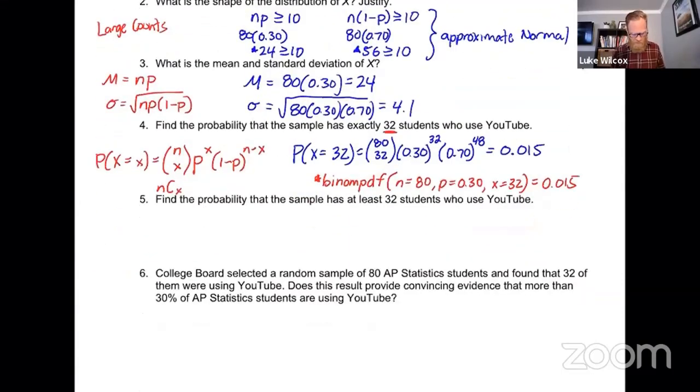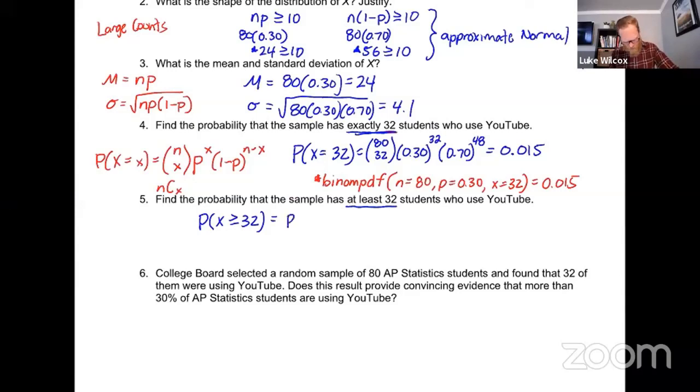Okay, we are ready for number 5, which says find the probability that the sample has at least 32 students. Okay, which is not the same as the previous question, which asked for the probability of exactly 32 students. Now I want at least 32 students. So if I were to write a probability statement here, what I'm looking for is the probability that X is greater than or equal to 32, right? At least 32. And if you think about that, at least 32, well, that means that it could be 32 or 33 or 34 or 35.